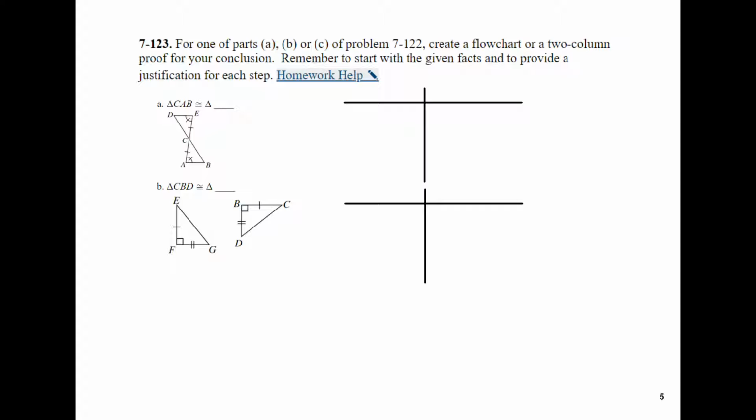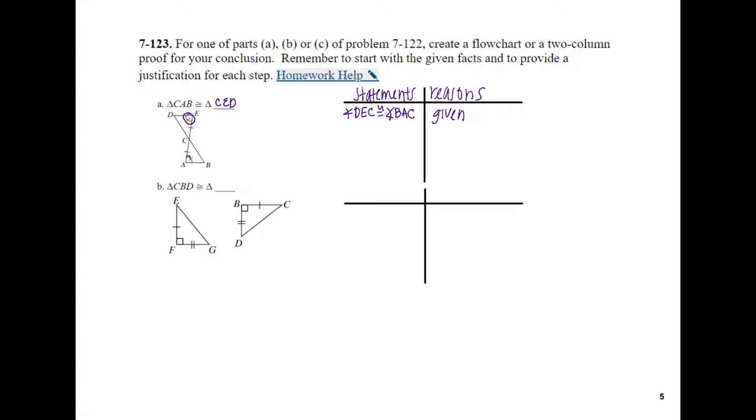Question 7-123 asks us to revisit the problems from 122, the triangles we just looked at, and create a flowchart or a 2-column proof for our conclusion. So looking at letter A, we concluded that triangle CAB was congruent to triangle CED, but if we use statements and reasons and make sure we list our statements in a logical order, we know that angle DEC was congruent to angle BAC because that was given to us.